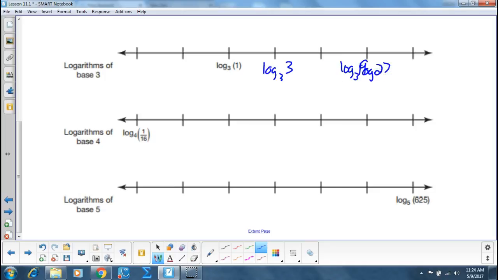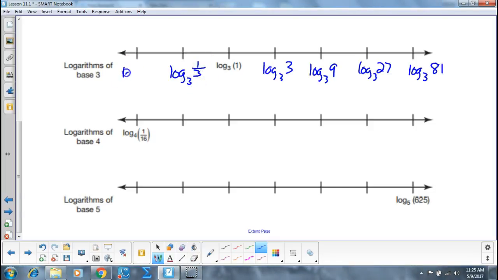Oops, hold on, now I got craziness. Log base 3 of 9. Log base 3 of 27. And then log base 3 of 81. Going to the left then, this would be log base 3 of 1/3. This would be log base 3 of 1/9.